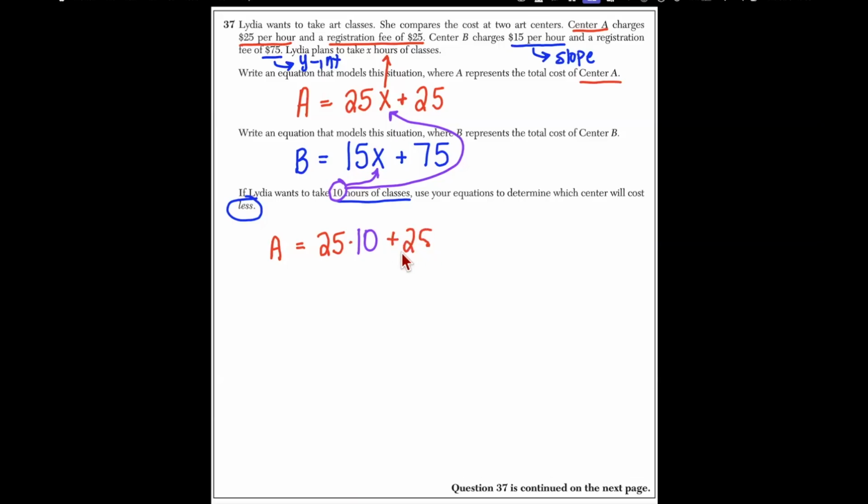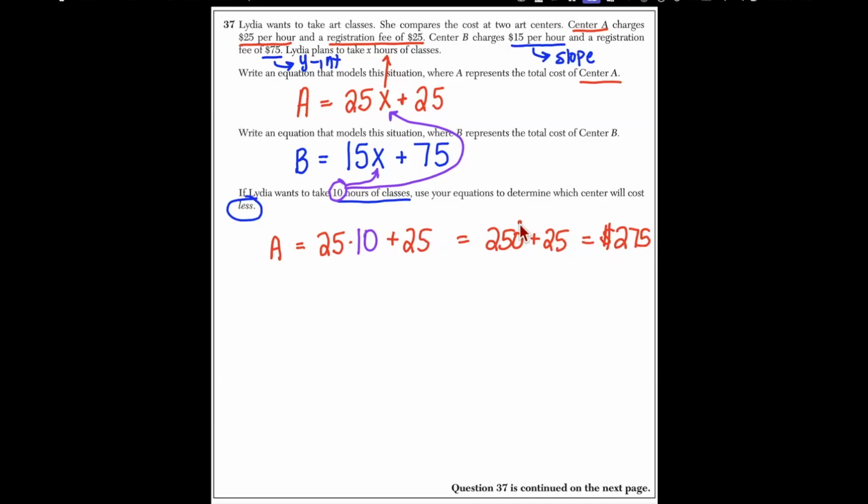Now these numbers are easy enough that I can just do this by hand, but you can also feel free to throw this into a calculator at this point. I know 25 times 10 is 250, plus another 25, I know that this here is going to cost her $275.